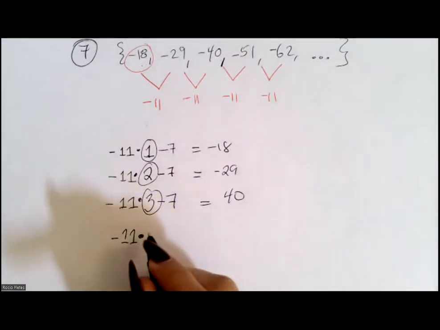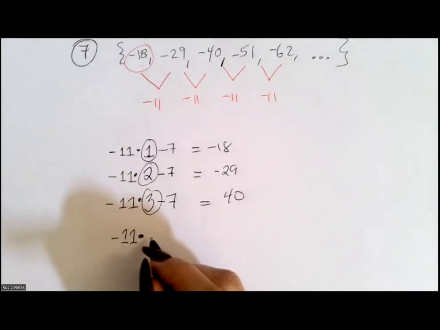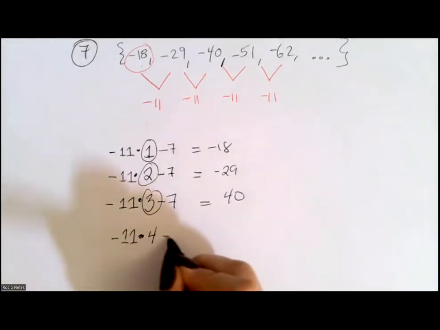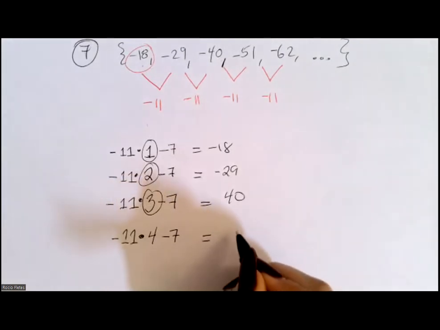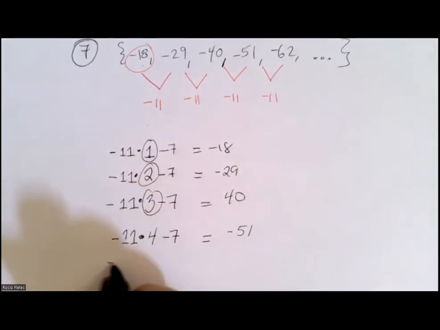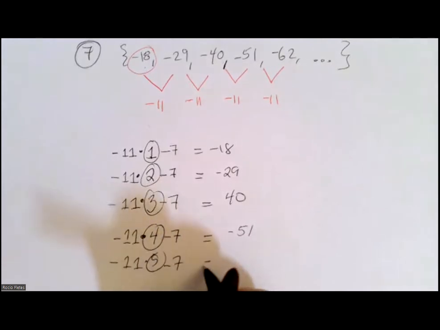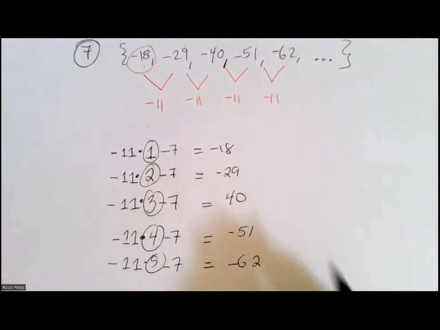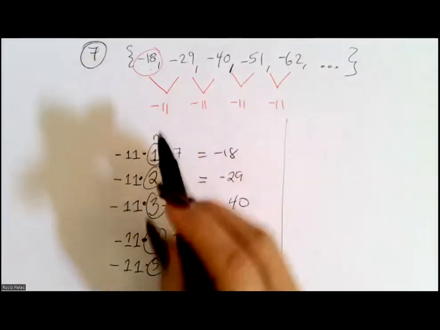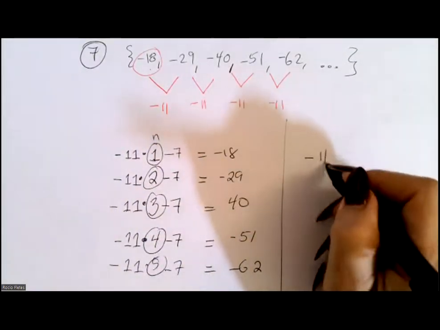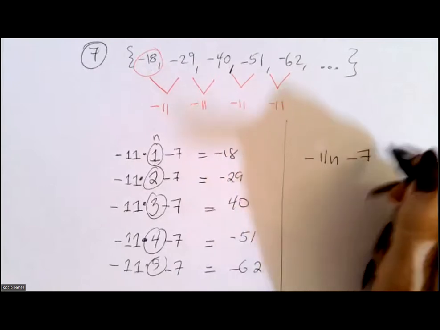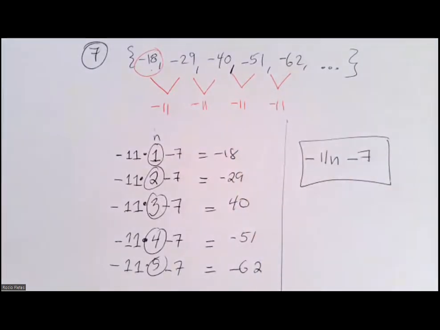So negative 11 times 4 is negative 44, minus 7, so that's going to give you negative 51. And then negative 11 times 5 minus 7 will give you negative 62. So you can see now this is your n, right here. So then negative 11n minus 7 will be the general expression. Okay. So that is question number 7.